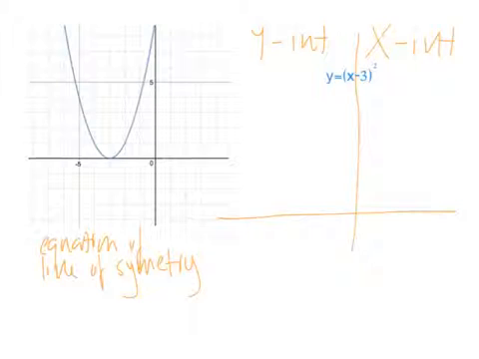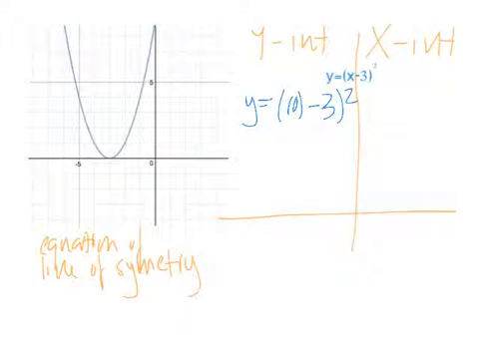Now, first things first, the y-intercept is always easy. Set x equal to 0. So I'm going to rewrite my equation, which is y equals (x minus 3) squared. And I put that in my calculator, and it gives me 9. Okay, so the y-intercept is (0, 9): x is 0, and at that time y is 9.